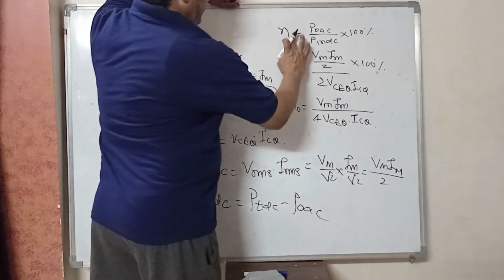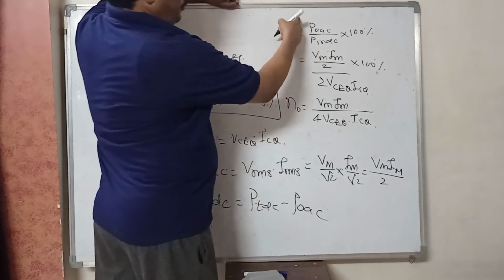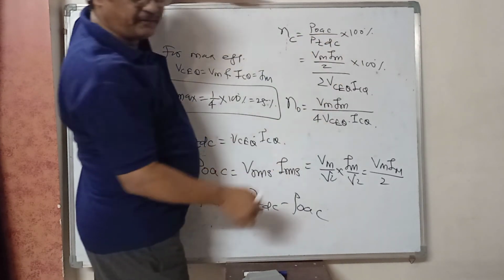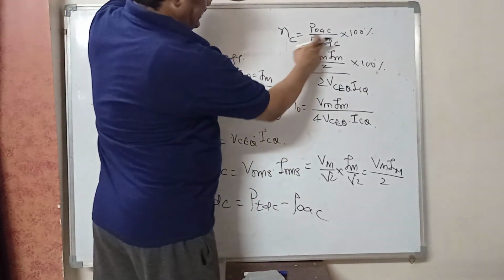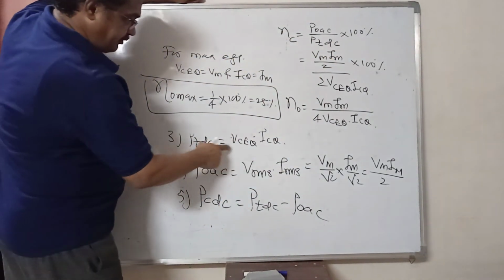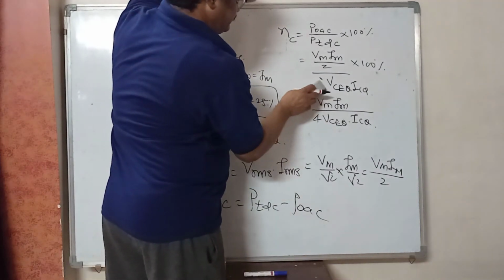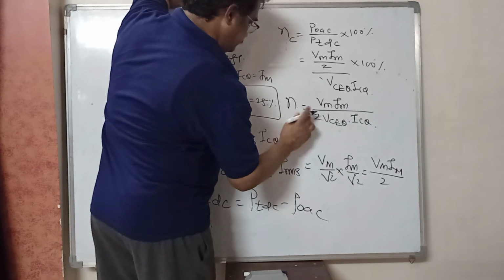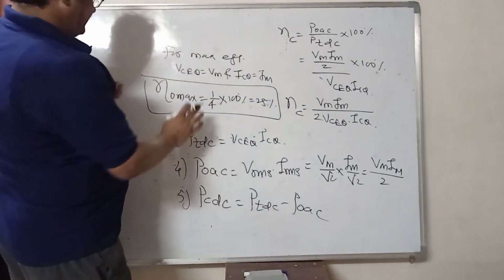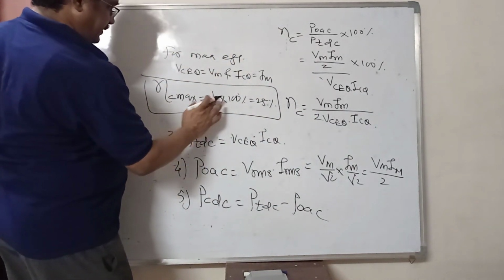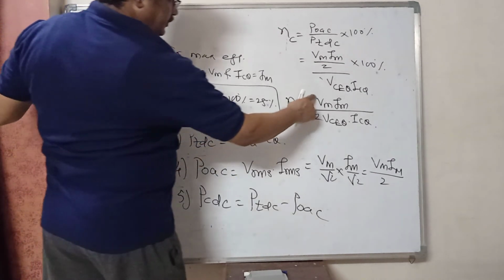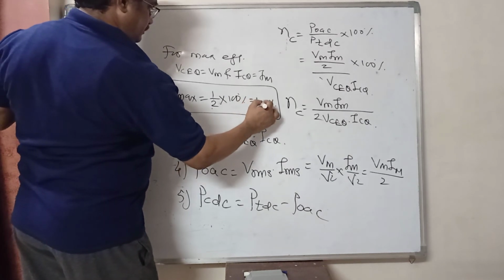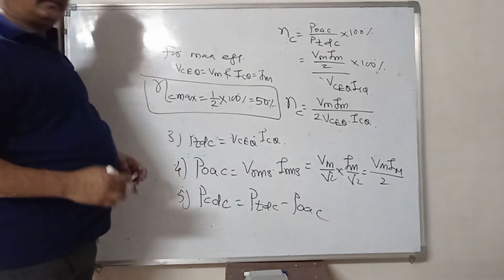Now the second is the collector efficiency: output AC power upon transistor dissipation. We have defined these two efficiencies above. The transistor dissipation is VCEQ into ICQ. Again with the same condition, the maximum collector efficiency will be, this cancels, 1 by 2 into 100, that is 50%.